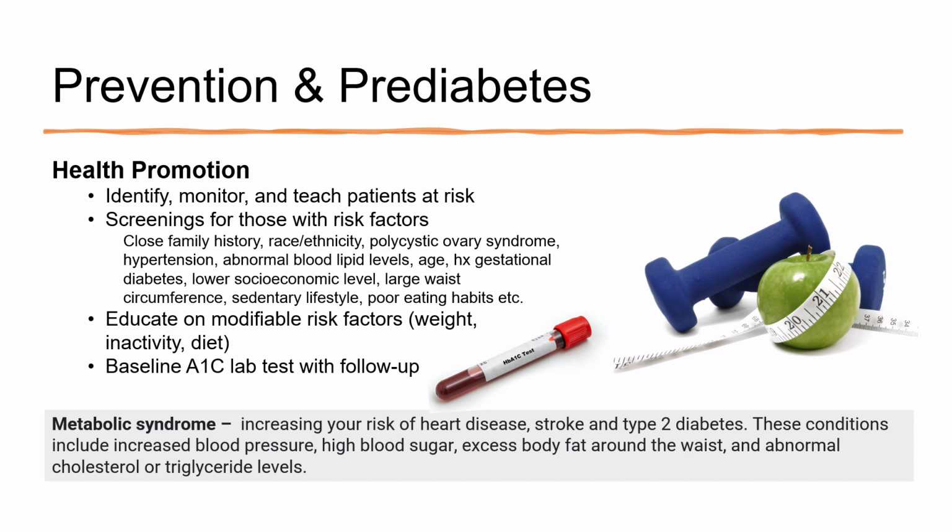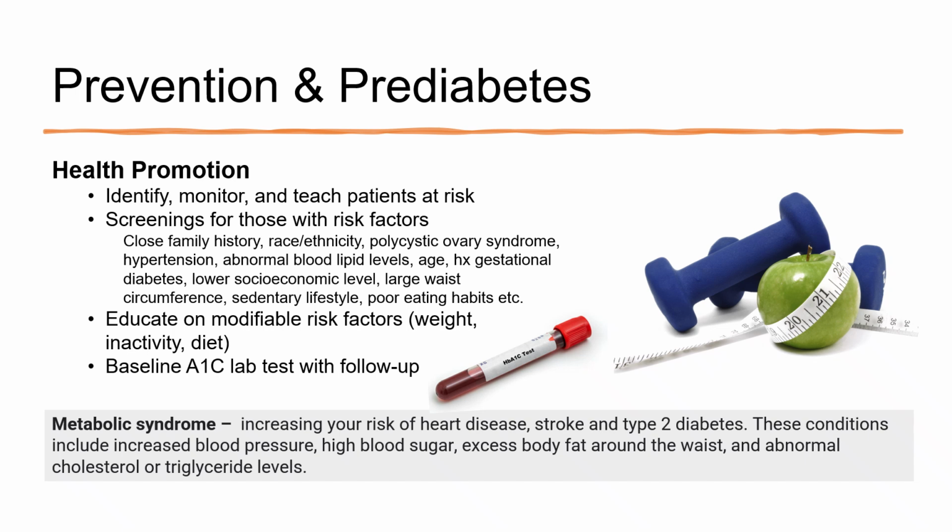So for prediabetes, we want to prevent this from turning into diabetes. So we want to make sure we're identifying and monitoring and teaching patients who are at risk of developing diabetes. So if we have a patient with risk factors such as family history, hypertension, high cholesterol, large waist circumference, and so on, then we want to screen them. We want to check their blood sugar. We want to check their A1C to hopefully stop that progression. We want to educate on modifiable risk factors. This is huge in nursing.